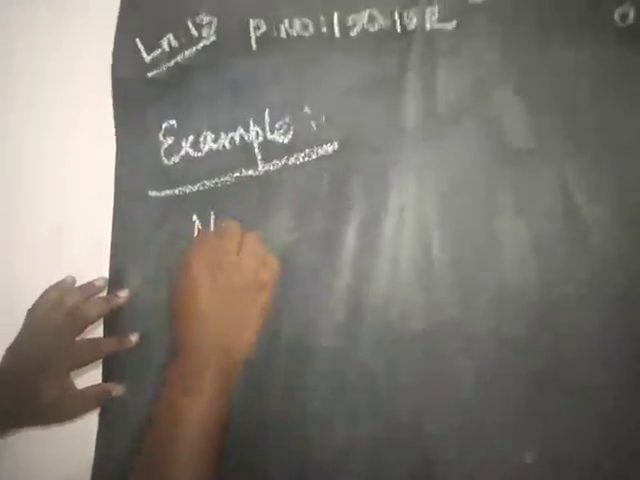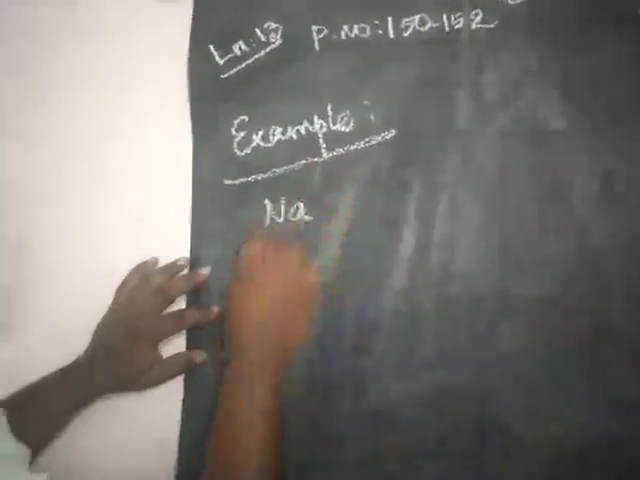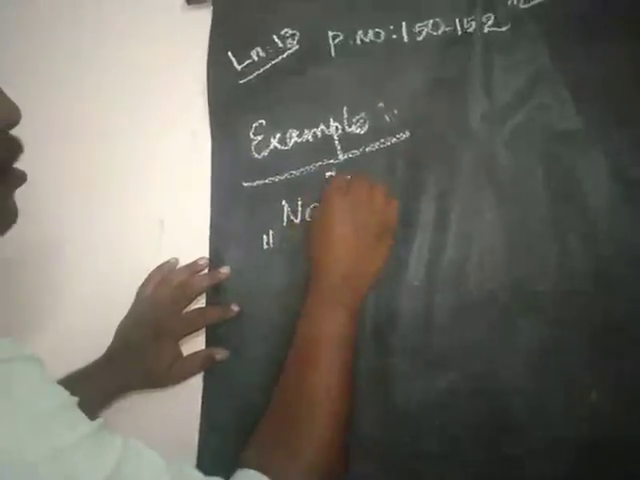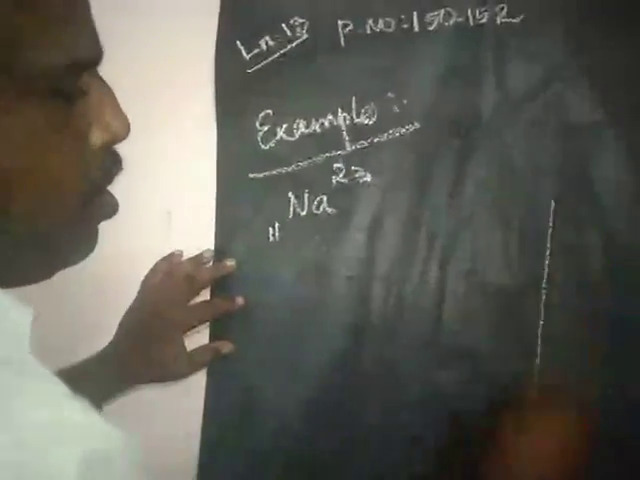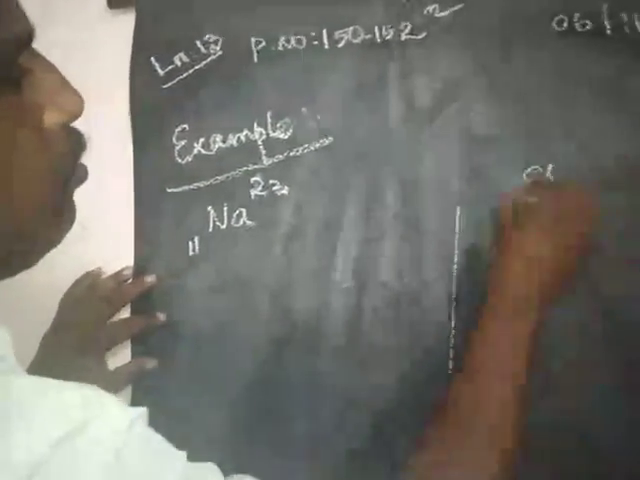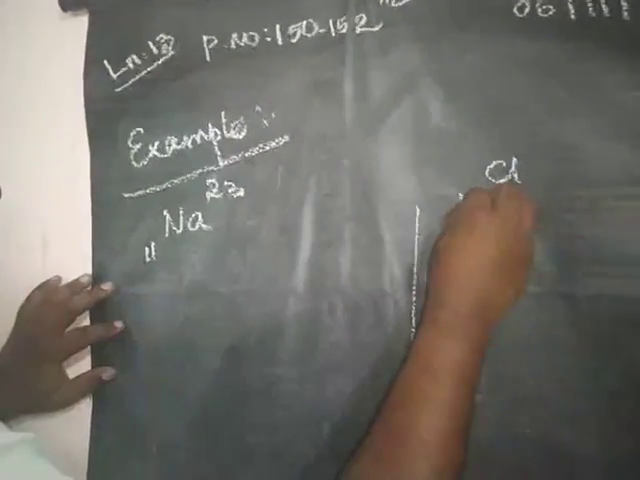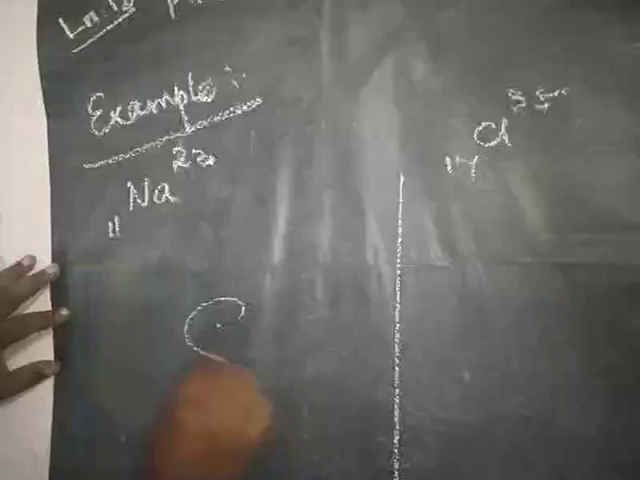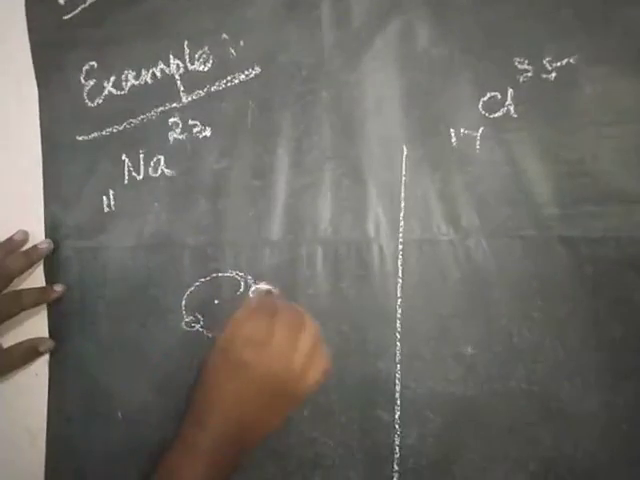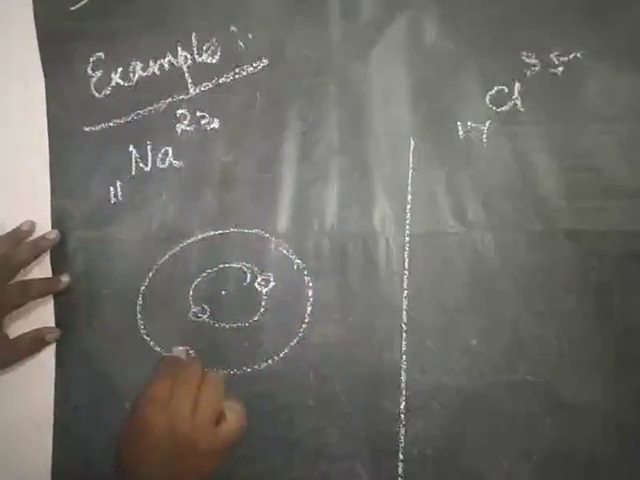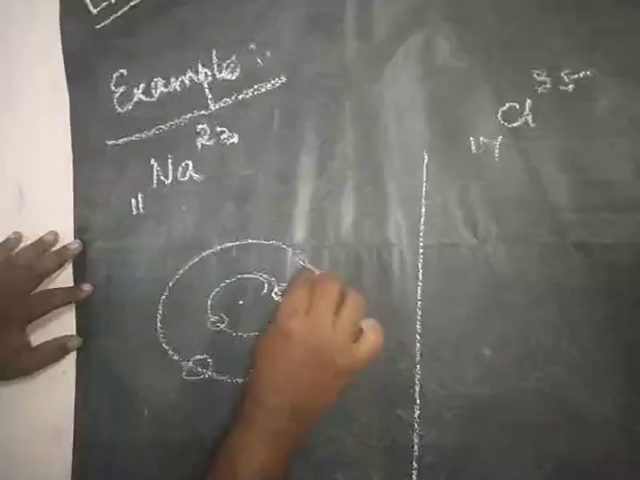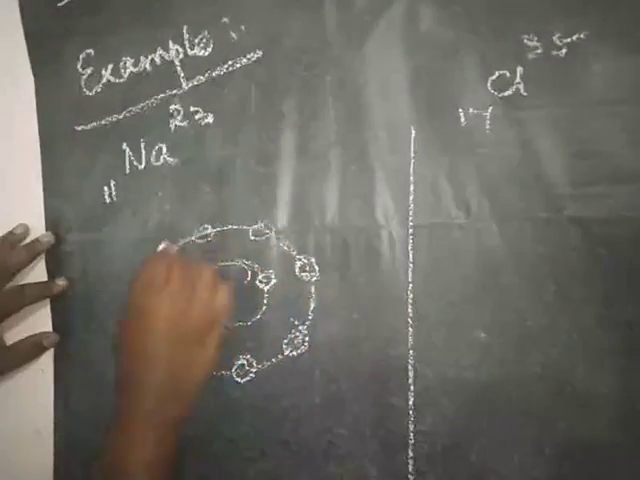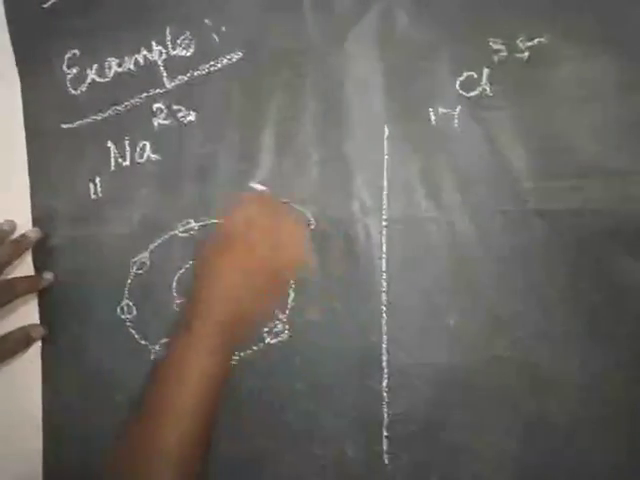So sodium: atomic number 11, mass number 23. Here chlorine: 17, 35. The first shell has 2 electrons. Then 1, 2, 3, 4, 5, 6, 7, 8.